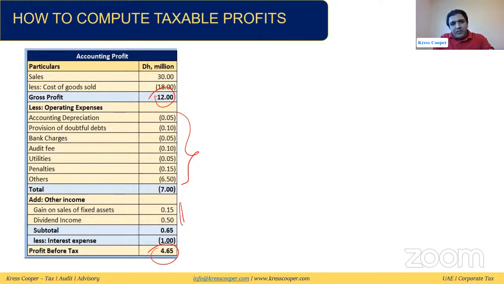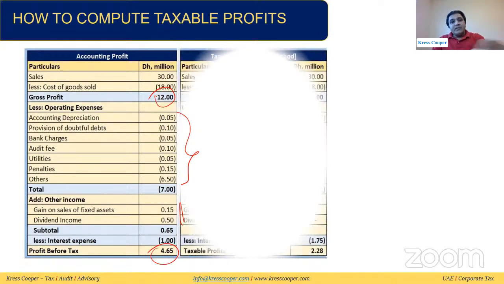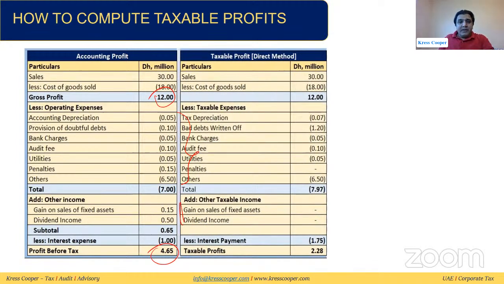This is my accounting profit. From this accounting profit, I have tried to calculate taxable income or taxable profits by applying both methods. This is my direct method. In the direct method, I can take sales, I can take my cost of goods sold, I can take taxable allowable expenses. Then I arrive at 2.28 million as my taxable income or taxable profits.